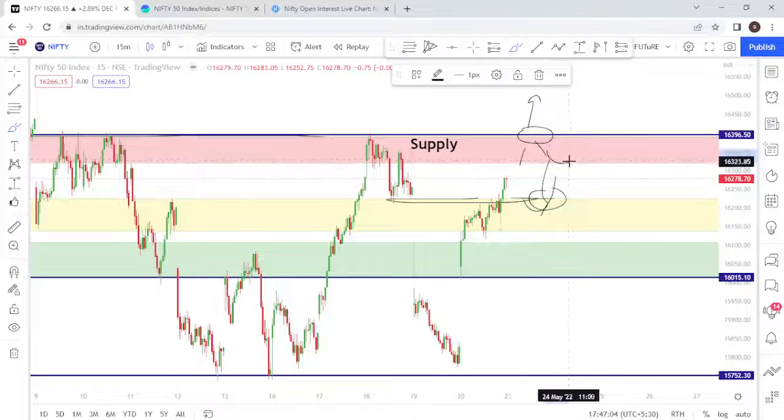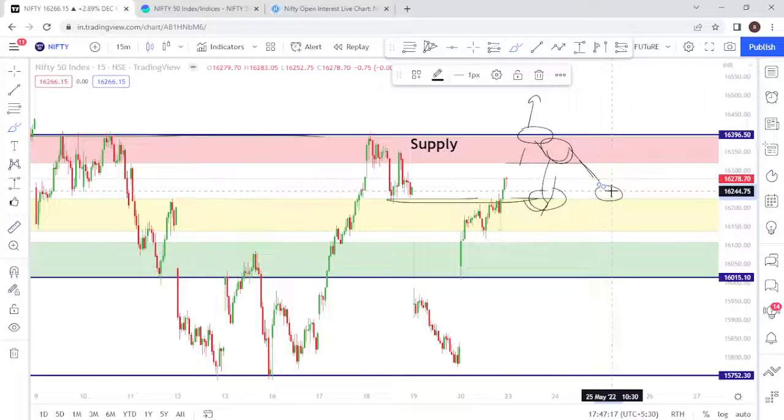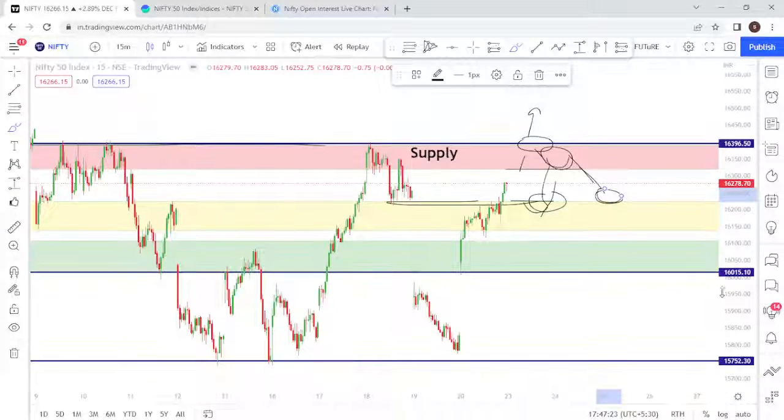And say for example, here we have a very good setup and it breaks this level of 16,319, then we will look forward to till this level. This should be our trade setups that we can look at. I hope I have answered most of your questions on how to take trades.